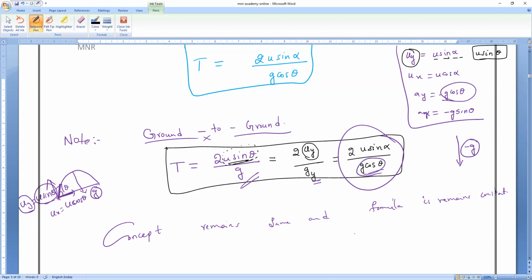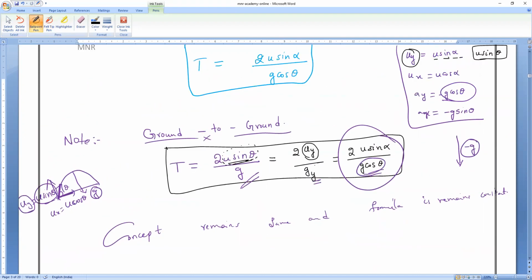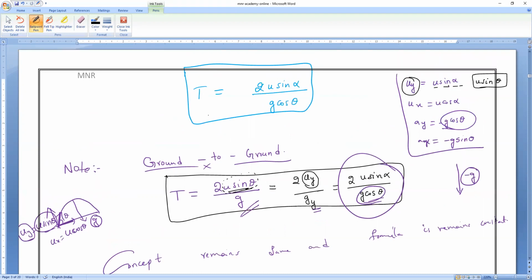Yes, sir. The concept remains the same and the formula remains constant. That is what we have to find for time of flight. Anyone having any doubt? You can ask. Clear, everybody? Yes, sir.